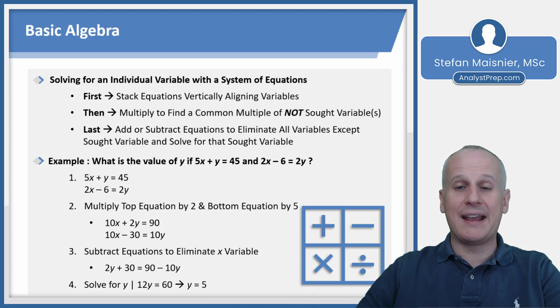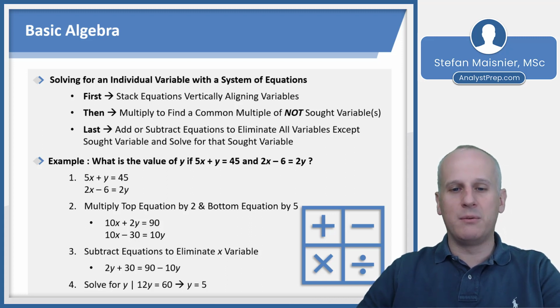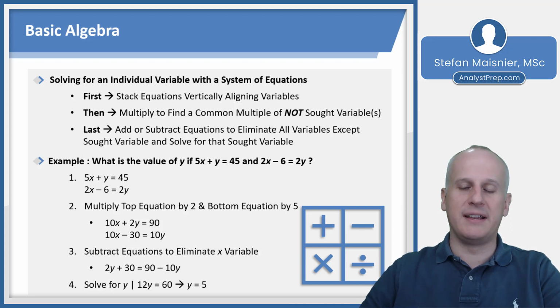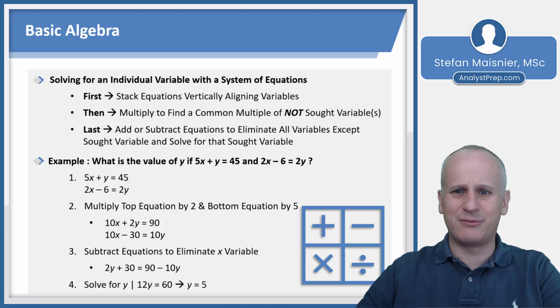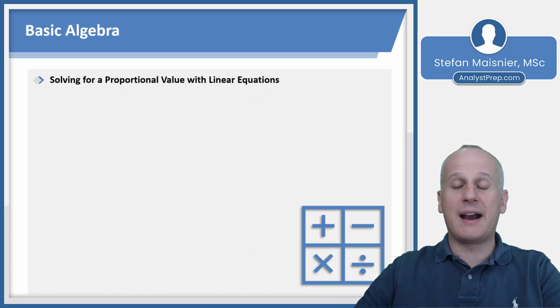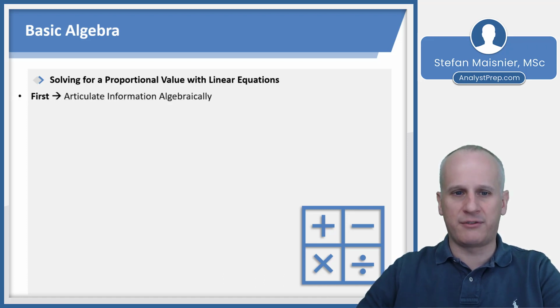And once you get more efficient with this and more comfortable with the system of equations, this is way faster than setting it up and going, well, let's make y equal to 45 minus 5x, plug that in. It just takes longer. It's really going to be more efficient to do the stack and solve. Now, you can also solve for a proportional value, even if you don't have all of the equations that are necessary to solve specifically for an individual value for the variables.